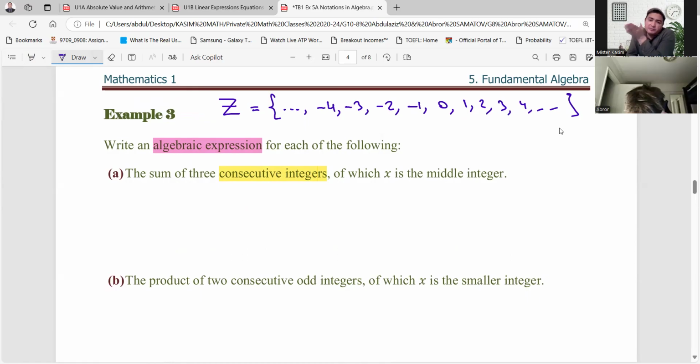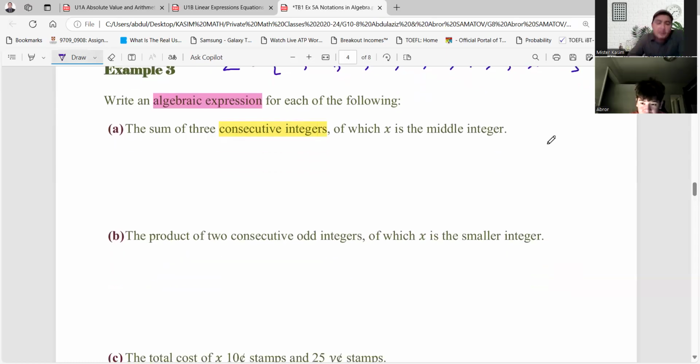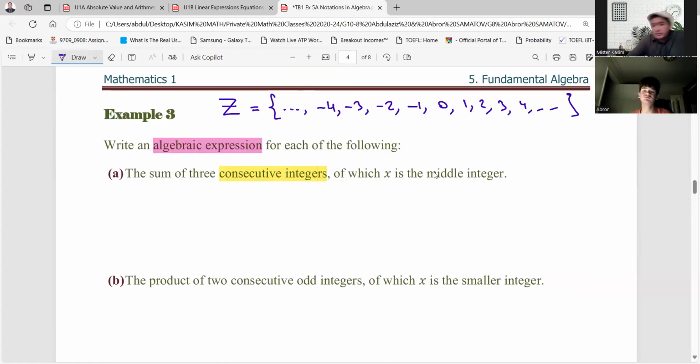We have counting numbers 1, 2, 3, 4, 5. We have whole numbers 0, 1, 2, 3, 4, 5. We have rational numbers, the ratio of two integers, right? And we have integers that we have to know. Now, consecutive integers. Consecutive means that one is followed by another. For example, if I write 1, 2 and 3, what is the next number? It will be 4, right? You can see the pattern here. So 1, 2, 3, 4 are 4 consecutive integers.